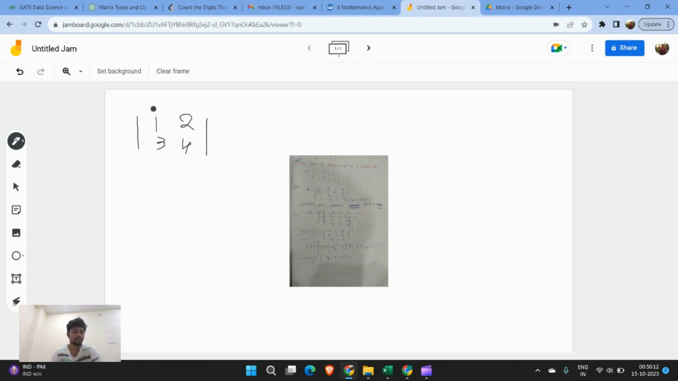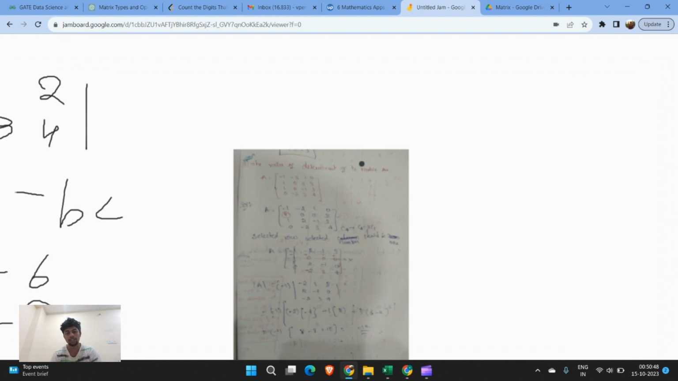So simply you can consider this as A, B, C, D. The formula is AD minus BC. So here 1 into 4, so 4 minus 6. So the answer is minus 2. So this is the determinant of a 2 by 2 matrix. A 3 by 3 matrix I can also tell you, and a 4 by 4 matrix also. So how to find the determinant of the 4 by 4 and 3 by 3.